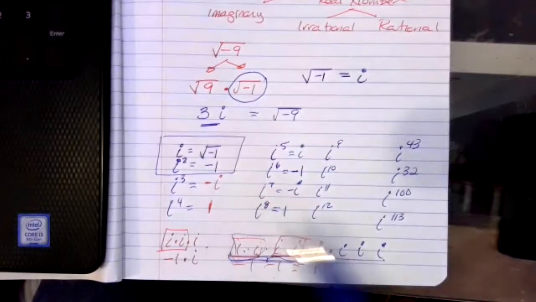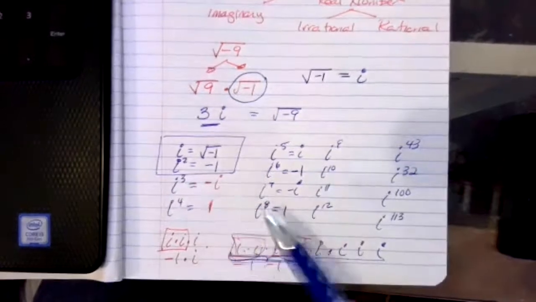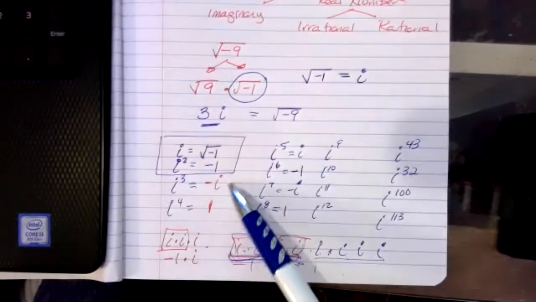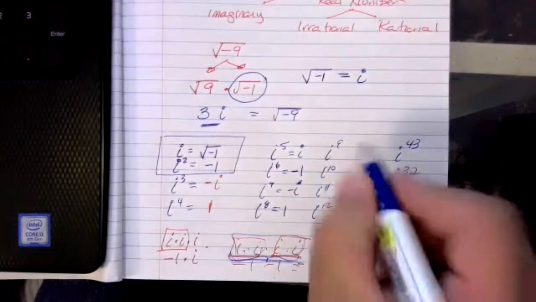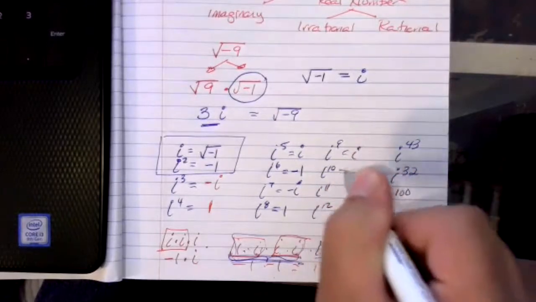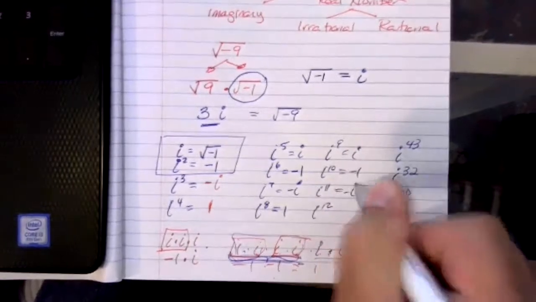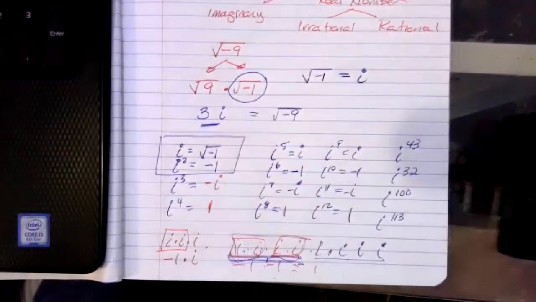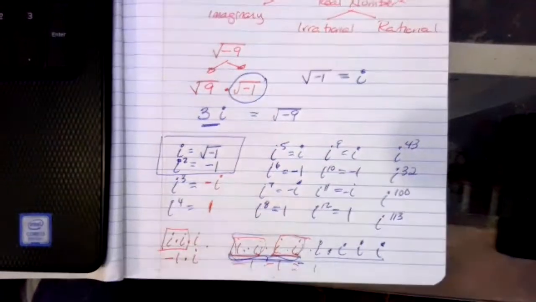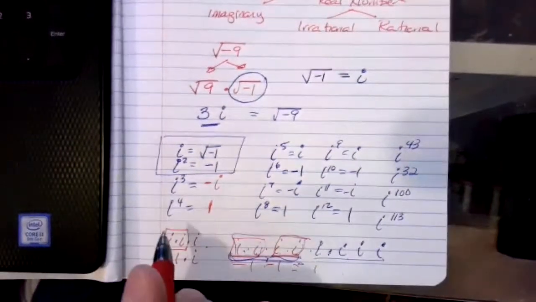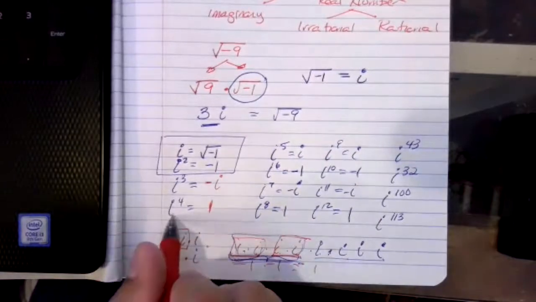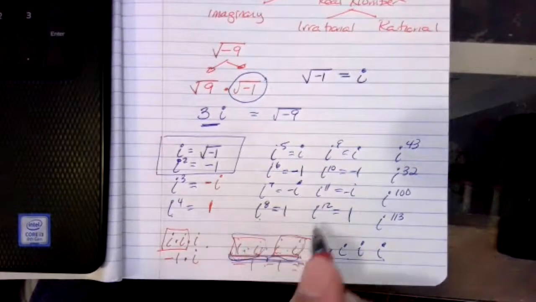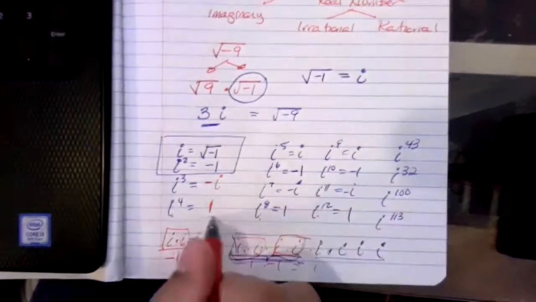So my point of doing this is to show how this pattern repeats. It goes i, negative 1, negative i, 1, and repeats. In fact, we could see that every i that's raised to an exponent that's divisible by 4, such as 4, 8, 12, will always be 1.